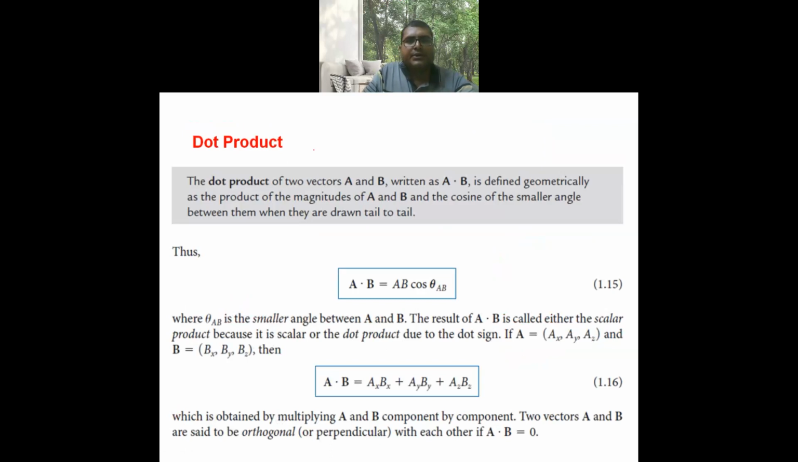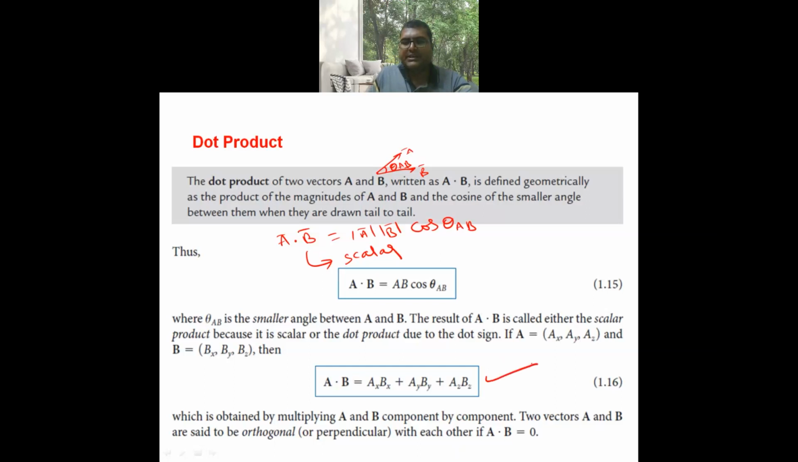Dot product. Consider any two vectors a bar and b bar, and the angle between them is theta AB. The dot product of two vectors A bar and B bar is A dot B. It is equal to modulus of A, modulus of B, and cos of the angle between them. The dot product of two vectors is a scalar quantity.